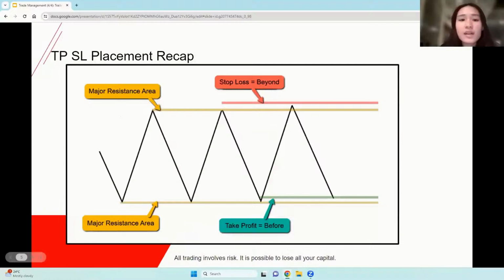Okay, so firstly, let's look at our take profit and stop loss placement recap. We typically would recommend you to place your stop loss beyond a major resistance area and your take profit before a major resistance area. If you're wondering about this, let me just pull up the Forex Army website so that you guys can see.